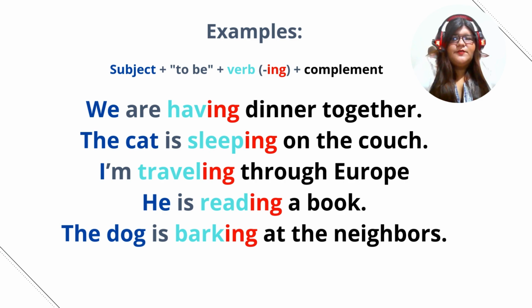We have here more examples. Subject plus the be verb plus the verb in ing form plus the complement. We are having dinner together. The cat is sleeping on the couch. I'm traveling through Europe. He is reading a book. The dog is barking at the neighbors.